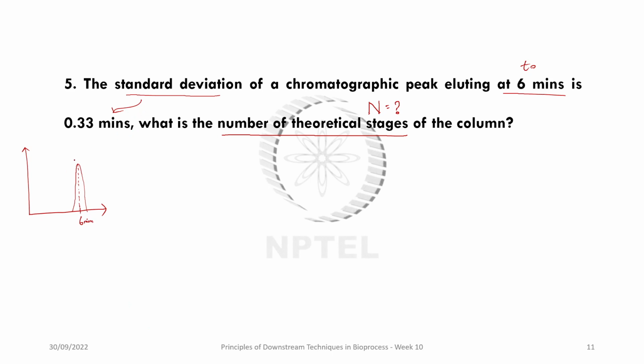So what is the formula for standard deviation? In terms of chromatography, although you might use mu and sigma differently in statistics, here we are talking about chromatography where the base is 4 sigma. With respect to column chromatography, sigma into T naught is the standard deviation, and here they have told you that it is 0.33, and you know that T naught is 6 minutes. So what does that give you?